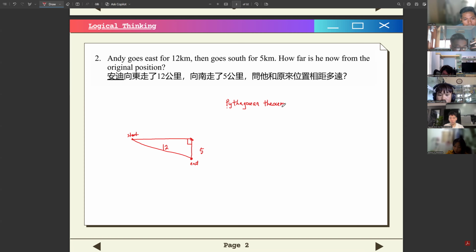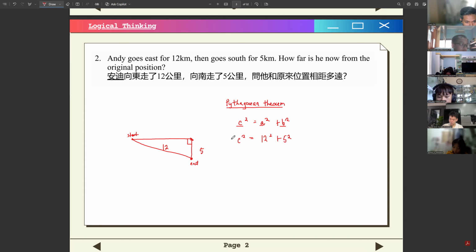Okay. So what's Pythagorean theorem? C squared is equal to A squared plus B squared, where C is your hypotenuse, right? This is your hypotenuse. A and B are the legs. So 12 and 5. So C squared is equal to 12 squared plus 5 squared.